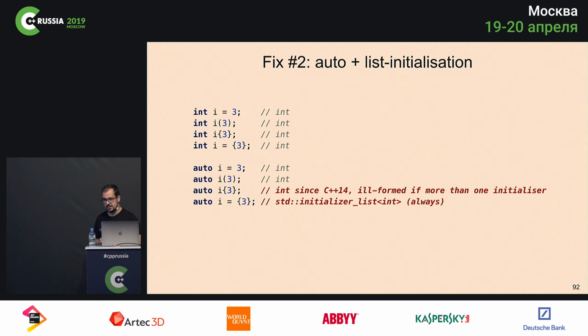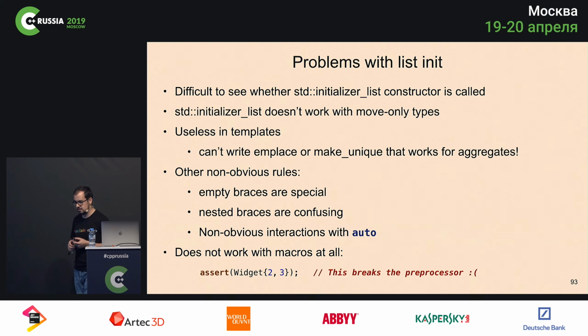But even in C++14, there are quite a few problems with list initialization left. As we saw, it's difficult to see whether the std initializer list constructor is being called or not. Std initializer list itself has problems, like it doesn't work with move-only types, it's actually an object, and so on. It's practically useless in templates, which means that we can't write things like emplace or make unique for aggregates. And there are these non-obvious rules where empty braces are special, nested braces can be confusing, and the way it works with auto is also not really obvious.